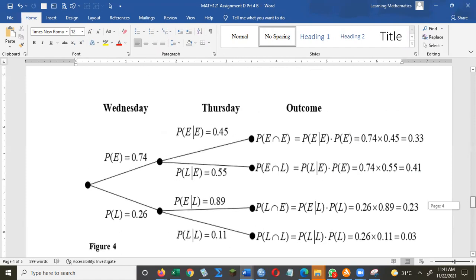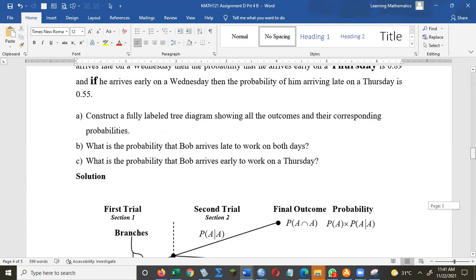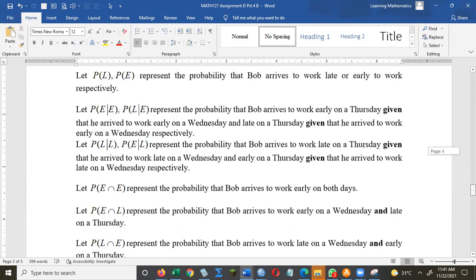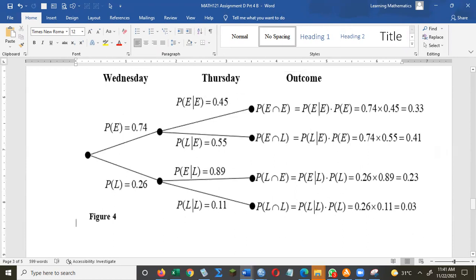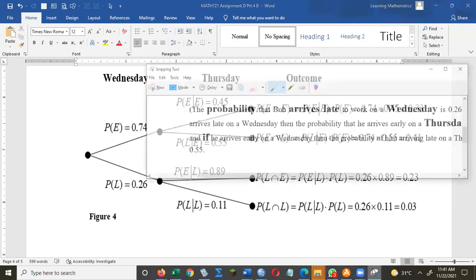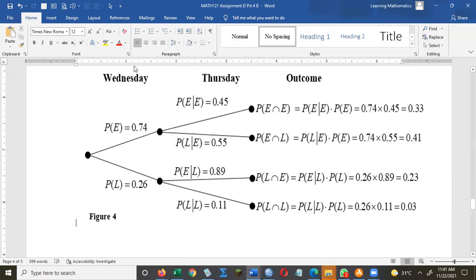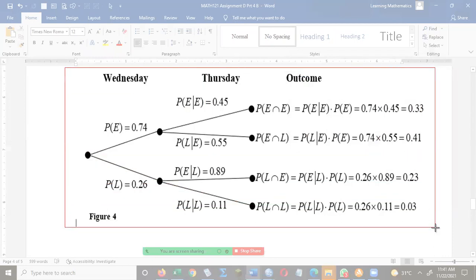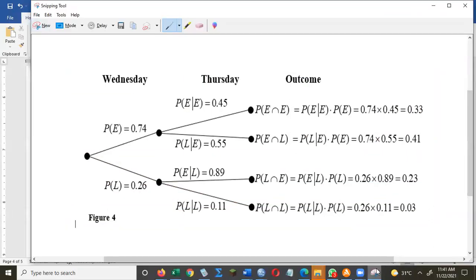It says to construct a well-labeled tree diagram. Now you have 2 follow-up questions. To answer the follow-up questions, you must use the outcomes. I repeat, do not go back into the tree to answer the follow-up questions. You have to use the outcome values. These are the values you have to use.